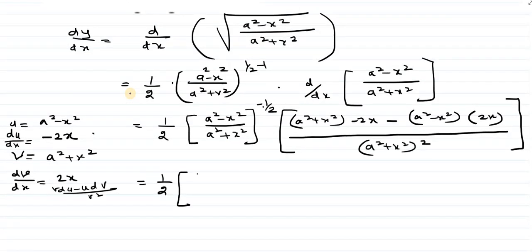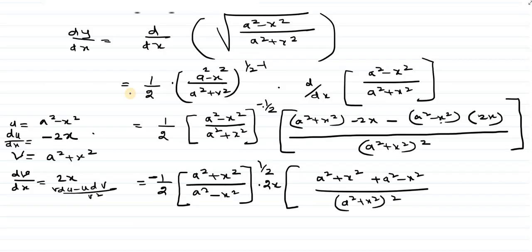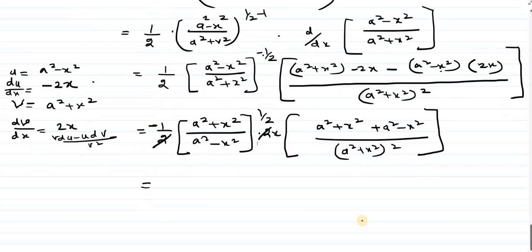Minus half, right? So I can write the inverse of this: a square plus x square by a square minus x square to the power half. Correct? Now, here when you take 2x outside, minus 2x outside, because both have minus sign, what will happen? Here a square plus x square will be left out. Here a square minus x square will be left out. And here it is a square plus x square, the whole square. Correct? So this two will cancel, and x square will cancel.